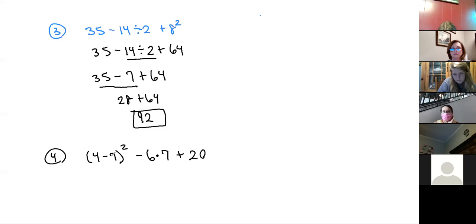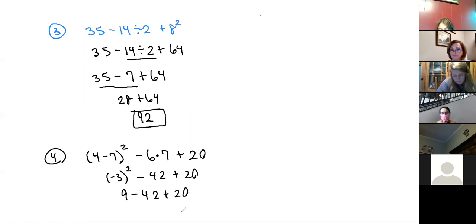Very good. So let's go back over what Emma said here. 4 minus 7 gives me -3. That is in parentheses. That sign is in parentheses, so it will be squared along with the 3. You will get a positive. And then the multiplication is 42 plus 20, okay? So -3 squared is 9. And we're gonna work from left to right. If you want to change subtraction to plus a negative, sometimes that helps students. 9 minus 42 is going to give me -33.